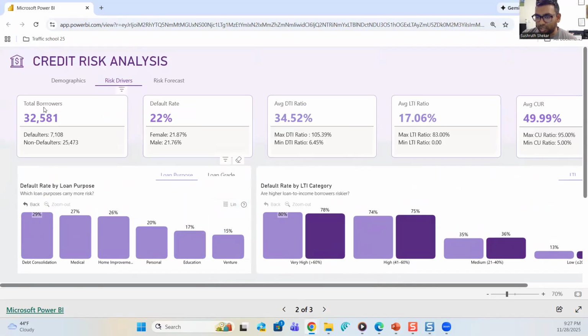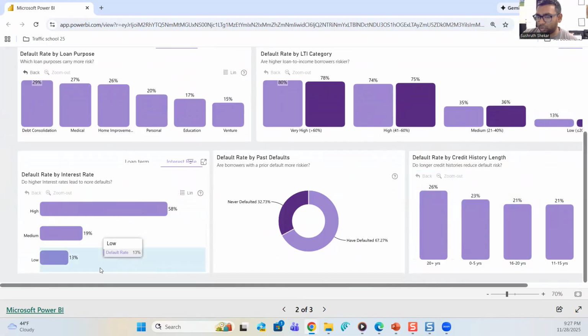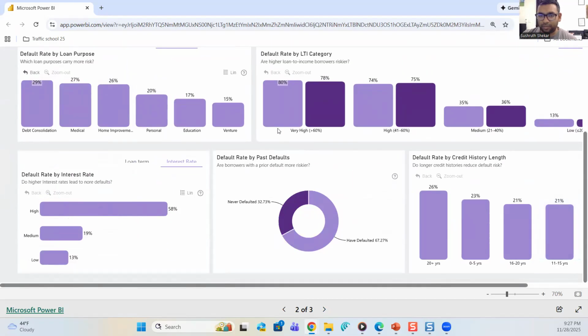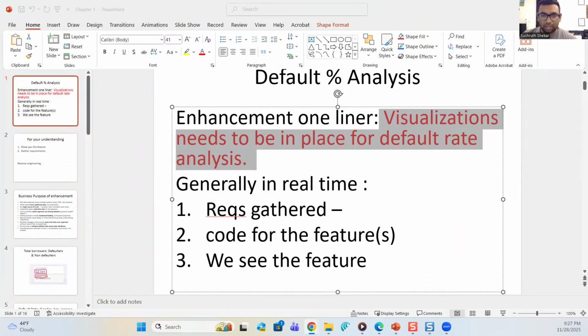Of course, the total borrowers default rate by loan purpose is not going to be there right now, because we are still gathering requirements. All the other segments will be there, so you can understand how this module works. When I say module, I'm talking about this entire credit risk analysis page without the enhancements, and how they are tracking things in spreadsheets.